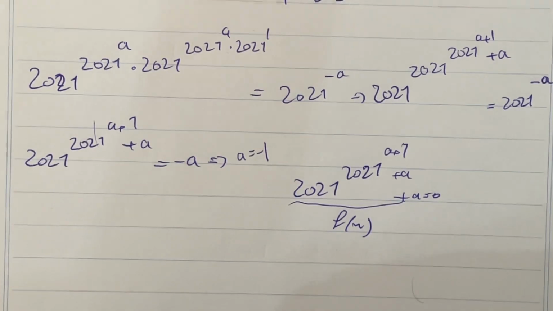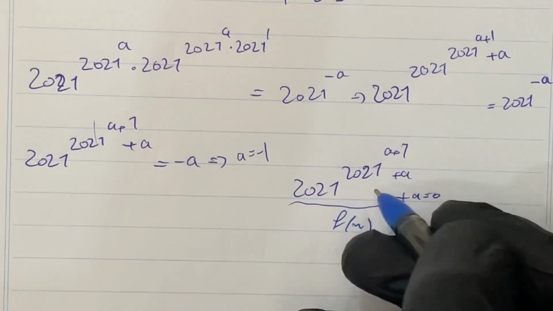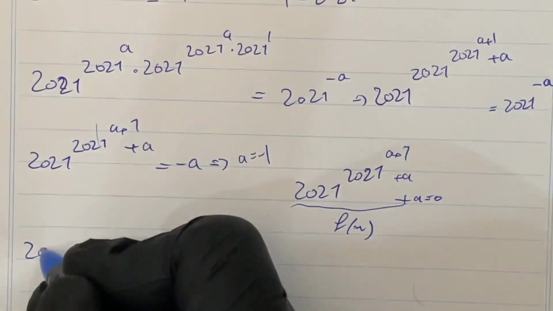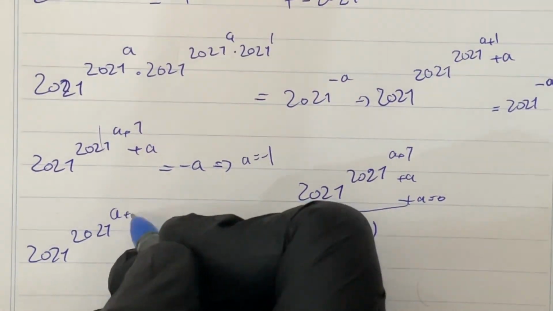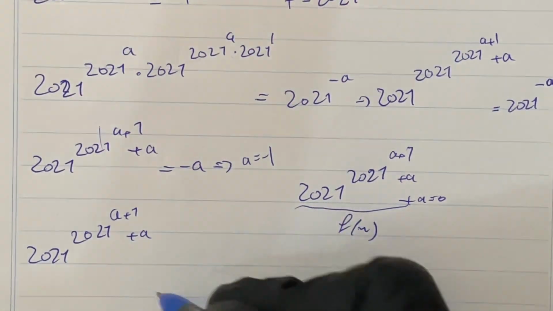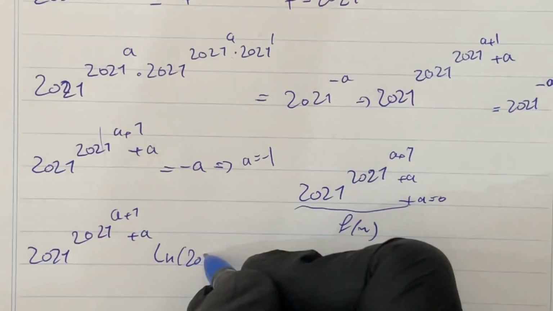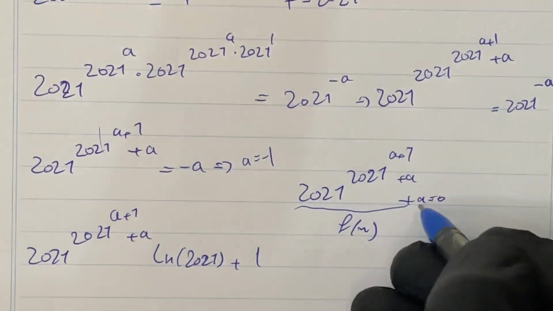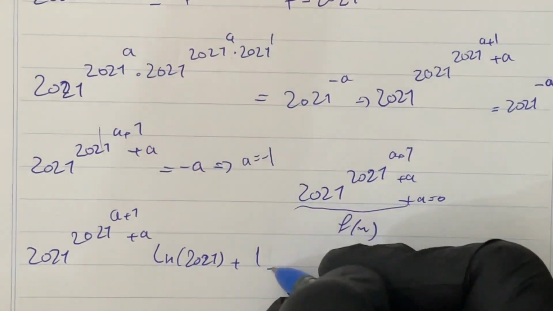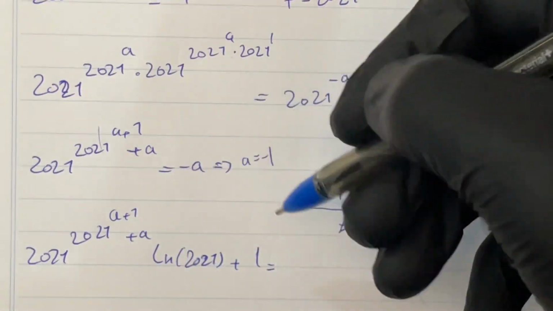To do so, I don't have any way other than taking the derivative. If you take the derivative, we would get 2021 to the power of 2021 to the power of a plus 1, plus a, times ln of 2021, plus 1, since the derivative of a is 1.